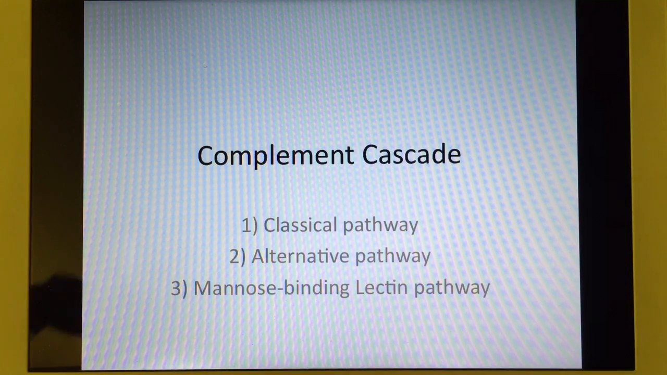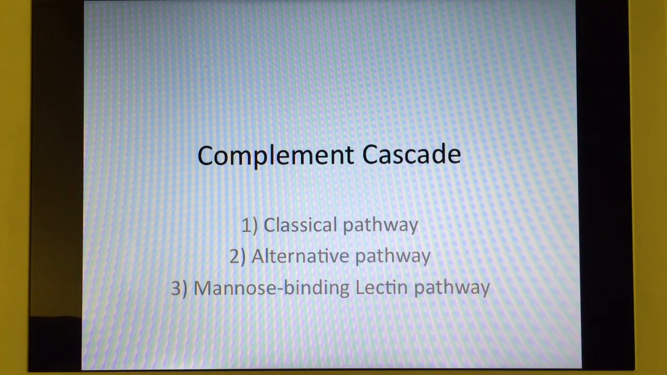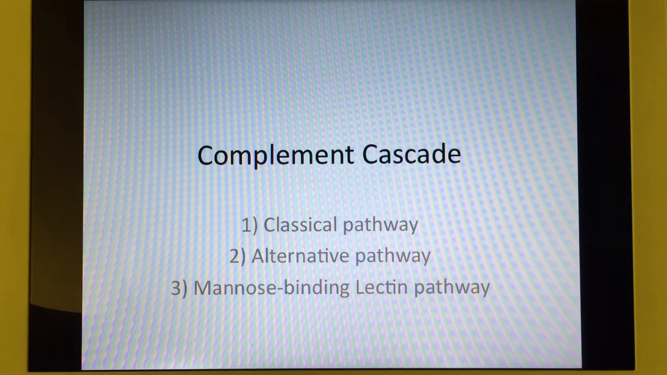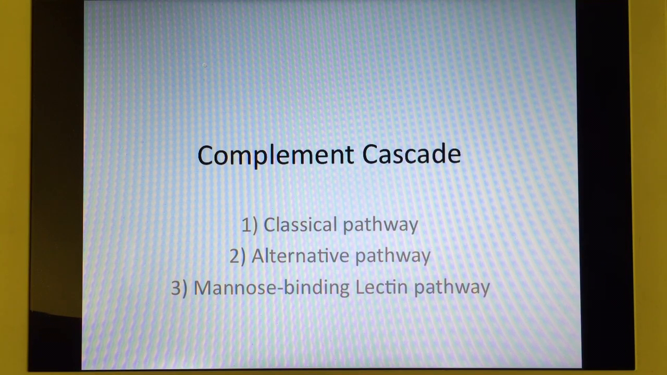The complement cascade is part of the human immune system to fight against pathogens using plasma components. There are three pathways by which complement can be activated on pathogen surfaces, namely the classical pathway as the first pathway to discover, the alternative pathway as the second pathway to discover, and lastly the newest discovered mannose-binding lectin pathway.